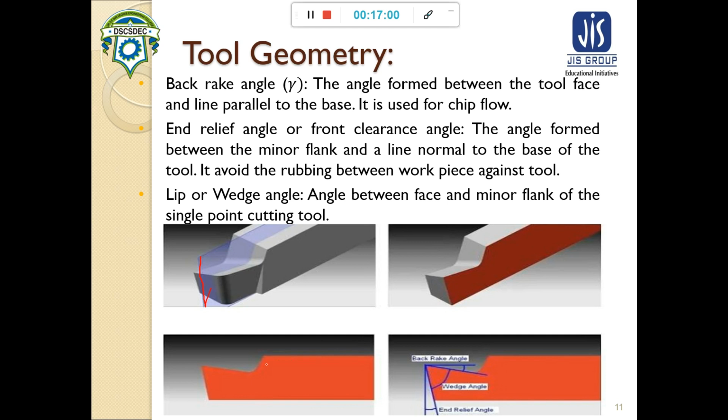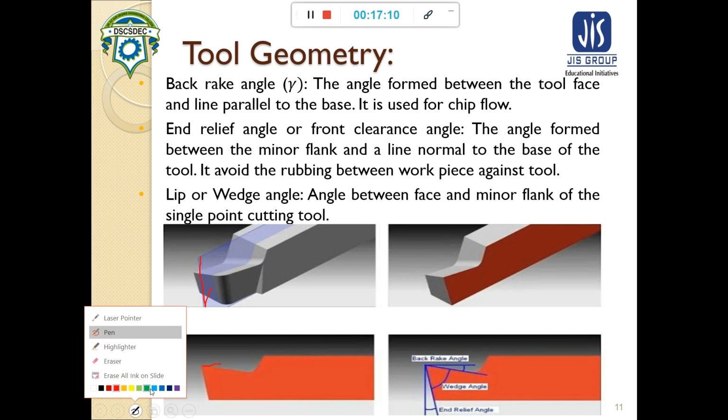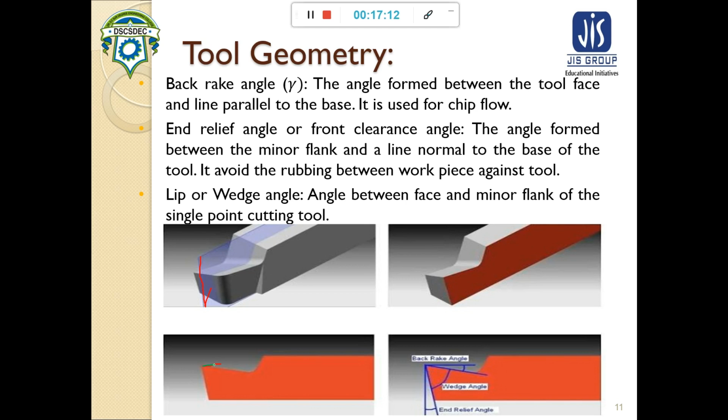So if we put this shape like this, then here we can see three angles: this angle, which is with the perpendicular, and this angle, which is parallel to the shank line. From the parallel to the shank line, this angle is known as the back rake angle, and this angle, which is with the perpendicular to the base, gives us the end relief angle.